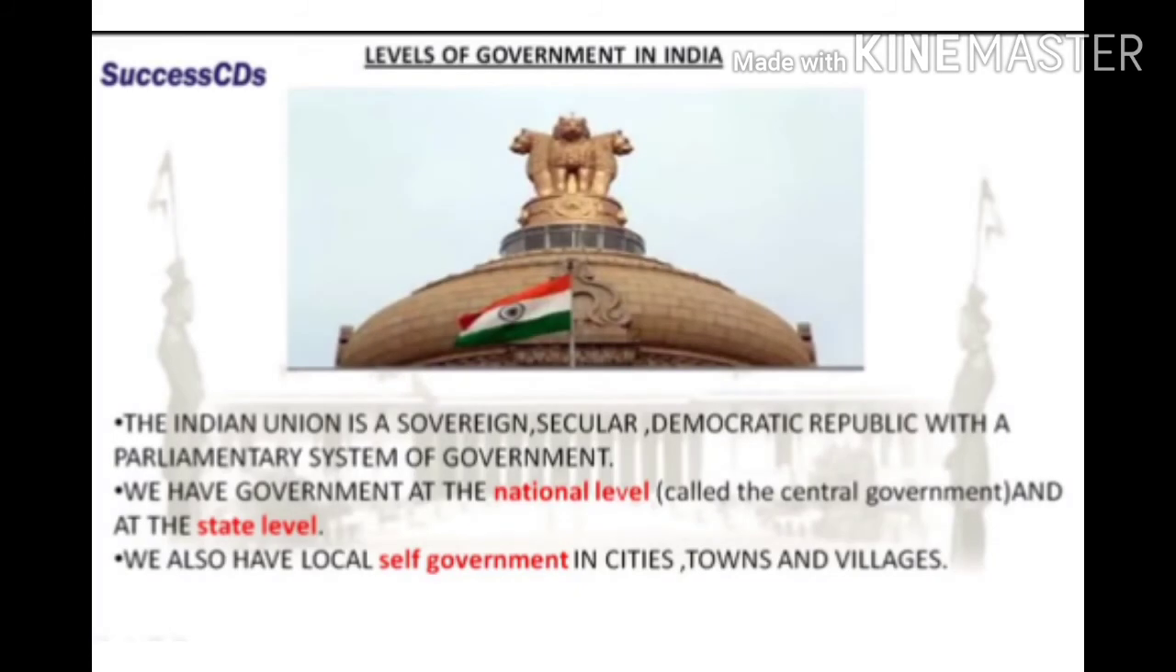So, these are the 3 levels of government. At the national level, we have the central government, and at the state level, we have the state government. We also have the third government at the local level, and it is called local self-government. It is in cities, towns and villages.